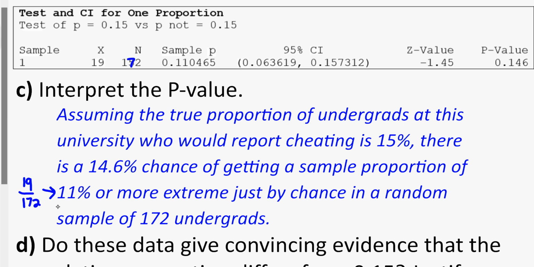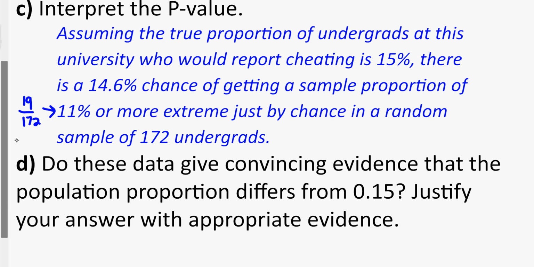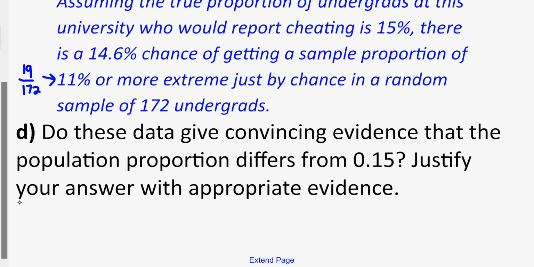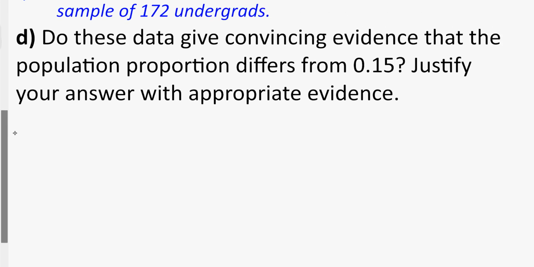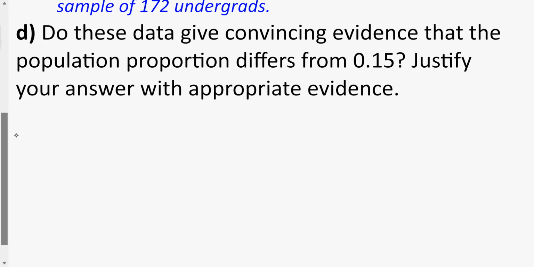Then the follow-up, and also always the end of our statistical analysis, once we have our z-value, once we have our p-value, is to actually give some sort of a conclusion to it. So do these data give convincing evidence that the population proportion differs from 0.15? Justify your answer with appropriate evidence.